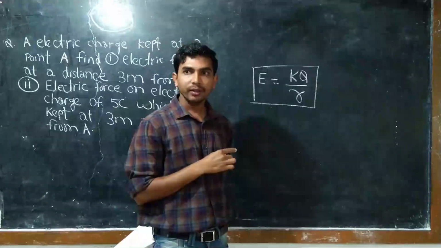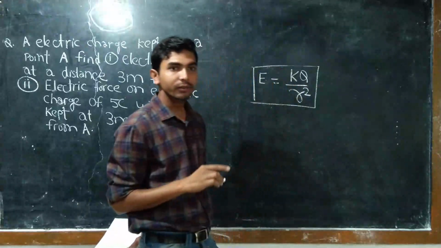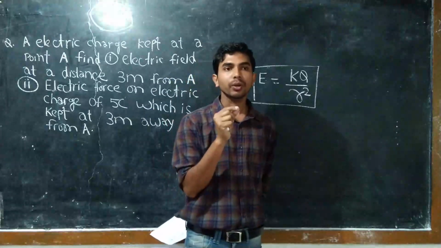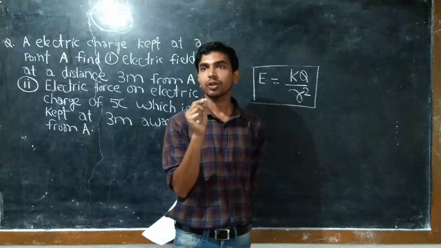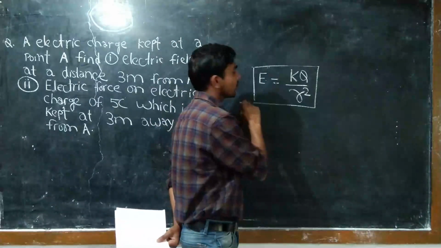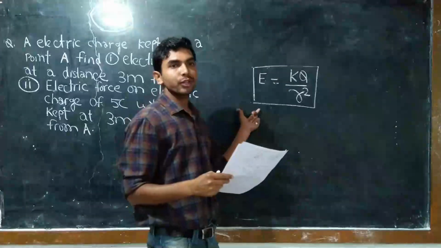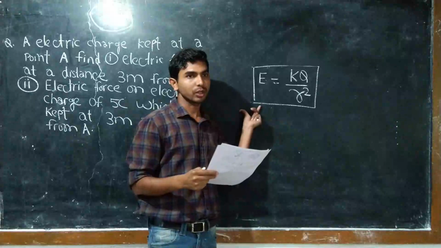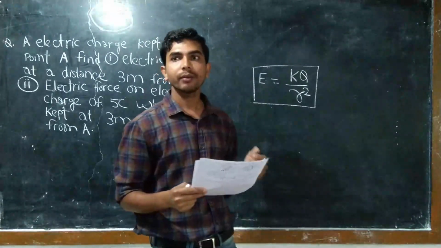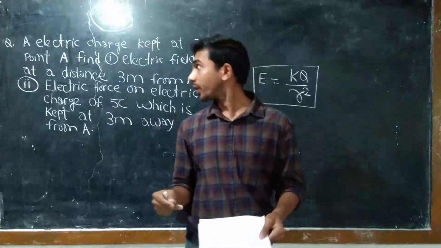K is known to you, K is the constant. Q is the charge. R is the distance of that point from the charge at which we are going to calculate electric field. So this formula I derived yesterday, and today I am going to take one question on this formula and find the electric field as well as the force on a charge due to the electric field. These two things I am going to find.